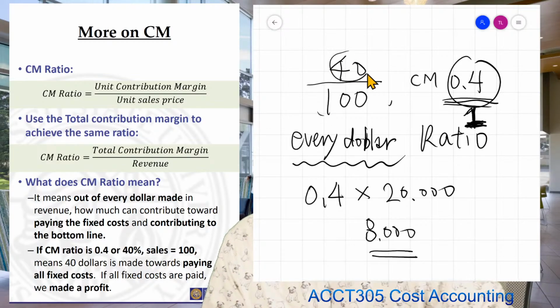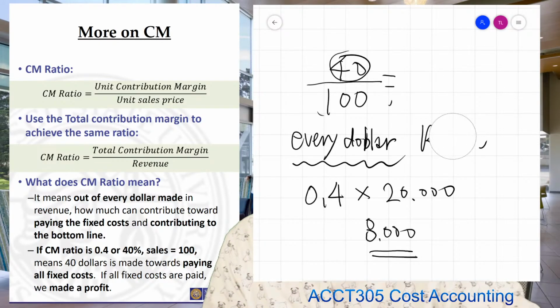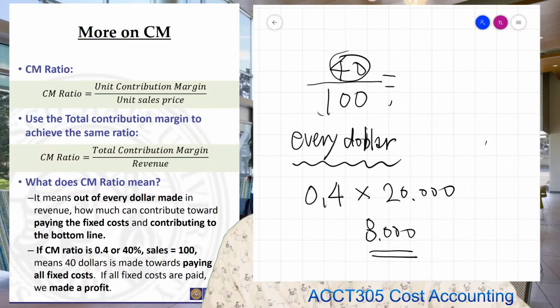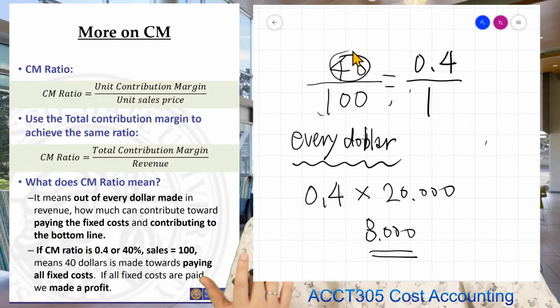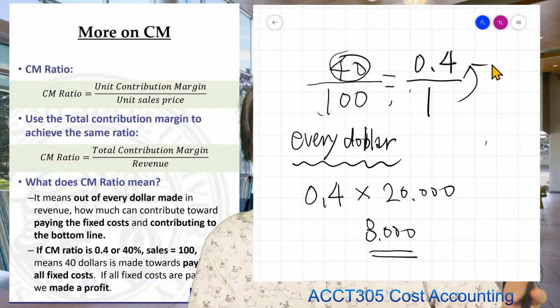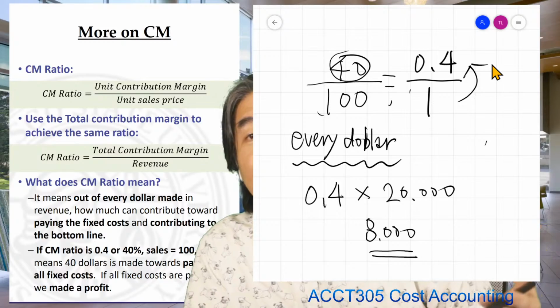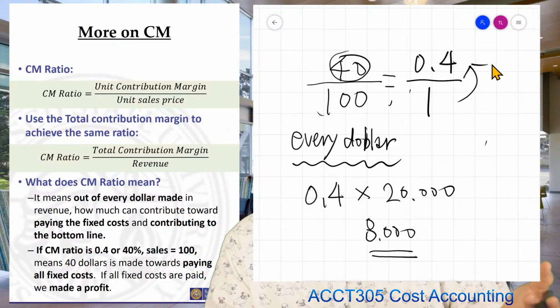When you do 40 divided by 100, right? This equals 0.4 over 1. That's what division means. So you see, for every dollar we made, $0.40 can be used to pay my rent, to pay my car, to pay my various things. That's what CM ratio implies.